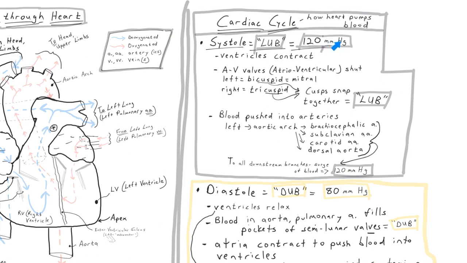That's how high the column would go, and we still maintain that measurement. So systole is the lub sound when you have the high pressure number, 120. Diastole is the dub sound when you have the low number at 80. Well, where do the sounds come from? Why does the pressure change? That's what we want to take a look at.